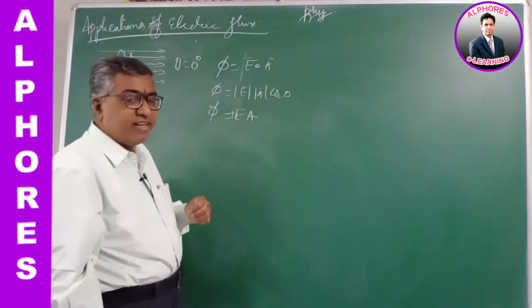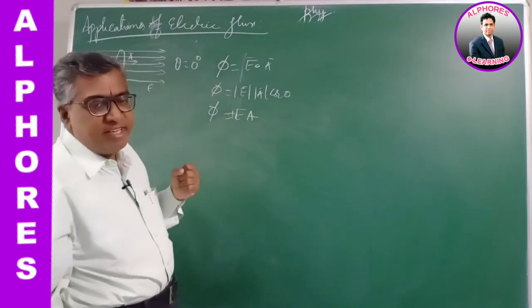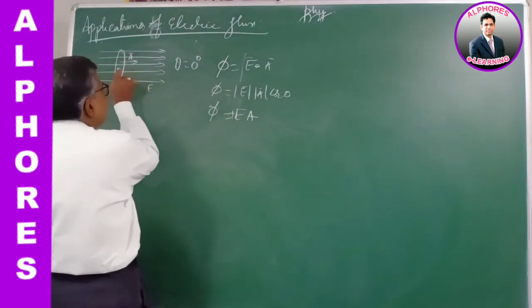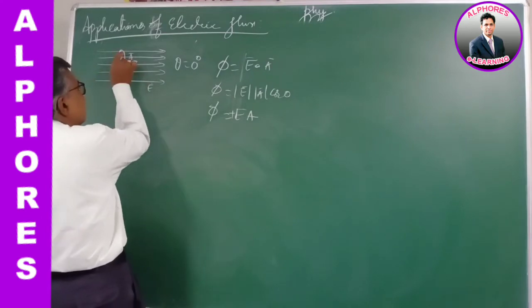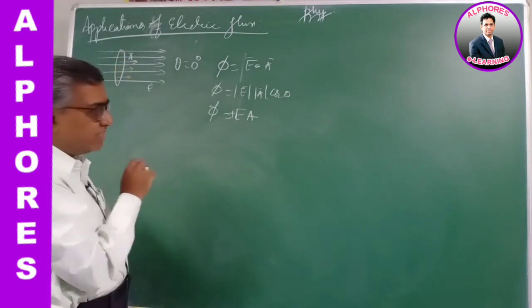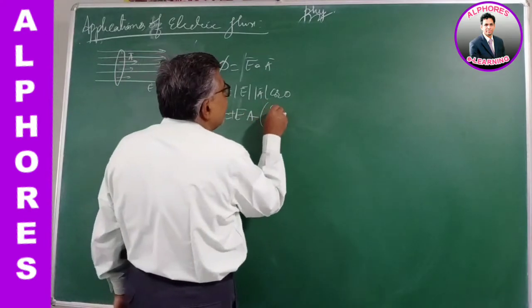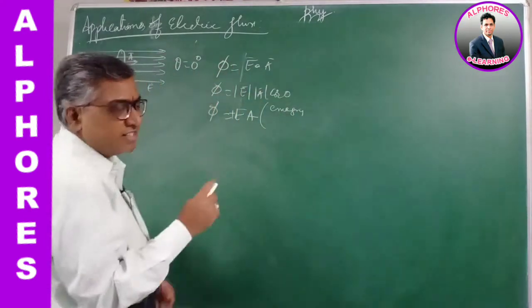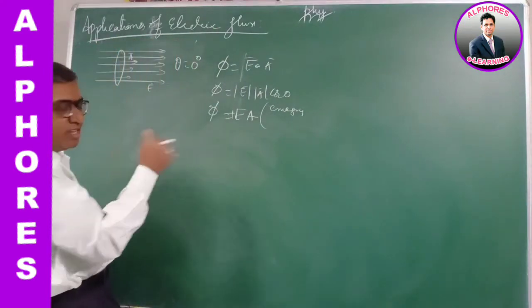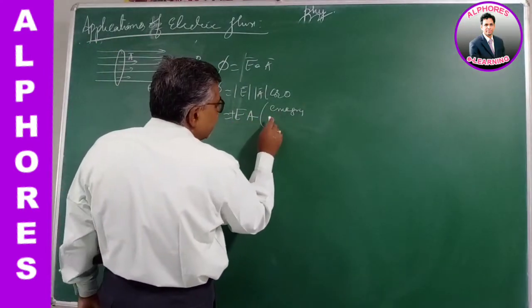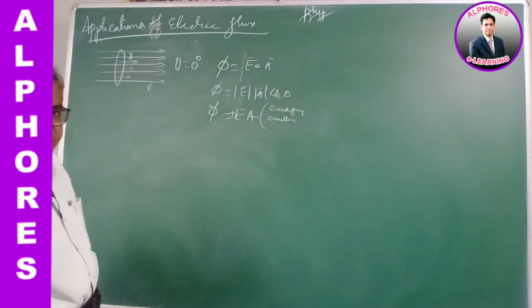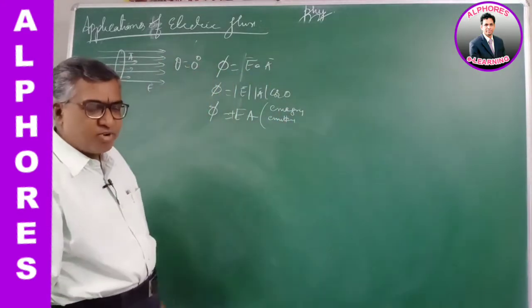Positive flux means, right? Mathematically it is plus EA, but what does it mean actually? It means the flux is coming out of the surface. Whatever surface you have considered, the flux is emerging flux, leaving flux. It is leaving the surface. It is leaving normally. Emerging flux, emitting flux. It is leaving the surface, leaving flux. Now that is considered as positive flux.